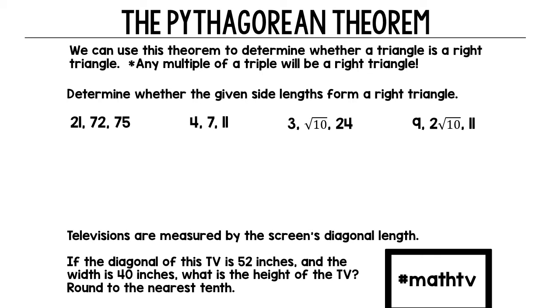All right, we can use this theorem to determine whether a triangle is a right triangle. The Pythagorean theorem is what we're talking about. We want to determine if the given side lengths form a right triangle. Well, we know that the hypotenuse will always be the longest. Hypotenuse is always the longest side.